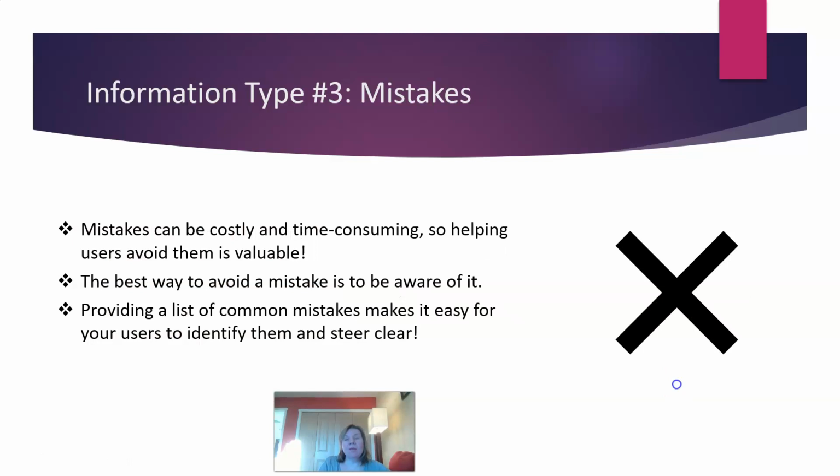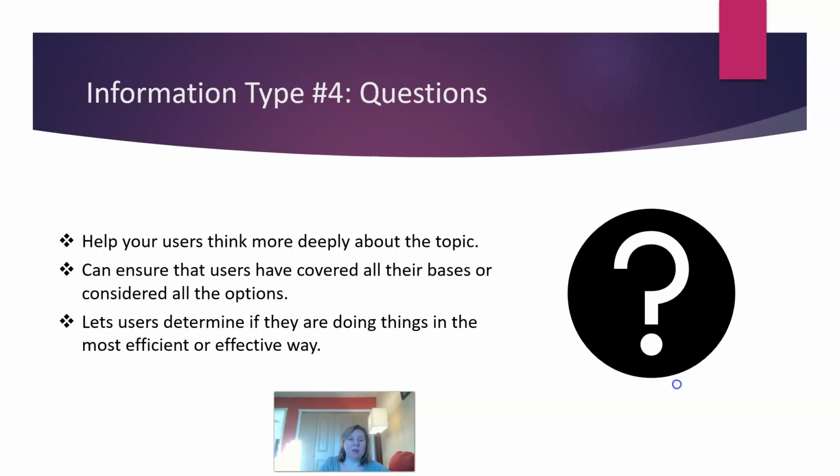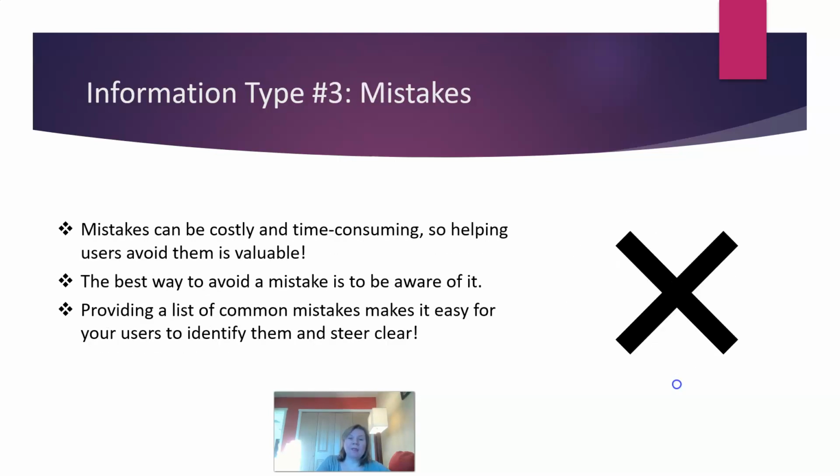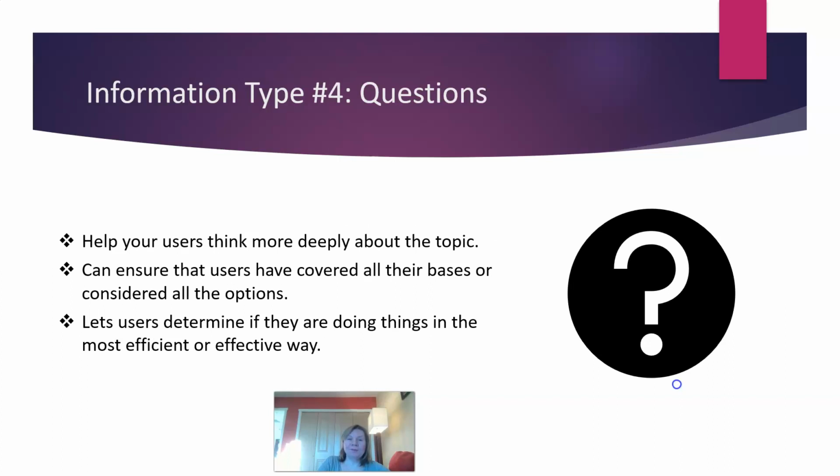Another great way that people will want to refer and use checklists is with mistakes. People want to avoid making mistakes. So providing a list of common mistakes makes it easier for your users to identify them and steer clear. Going back to this, for example, you could have mistakes when growing your tomato garden. For example, I just read something today that said, oh, you shouldn't plant your tomatoes in the same place 2 years in a row because it can lead to root rot. Well, I had no idea about that. So that could be the type of thing you might put on a checklist.